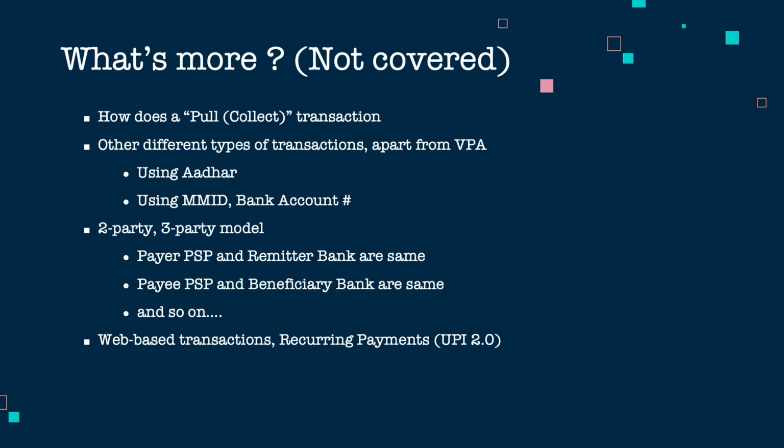So what we have not covered in this particular PPT or in this particular video is that we have not looked at how a pull transaction works. There are different types of transactions that could be done with Aadhaar number, which is like a social security number in India, and there could be transactions done with MMID. And as I said, we have not looked at different types of models like two-party model, three-party model, etc. And UPI 2.0 provides a variety of transactions like web-based transactions, recurring payments, etc. We have not looked at it at all in this particular video. I intend to cover in future videos when possible.